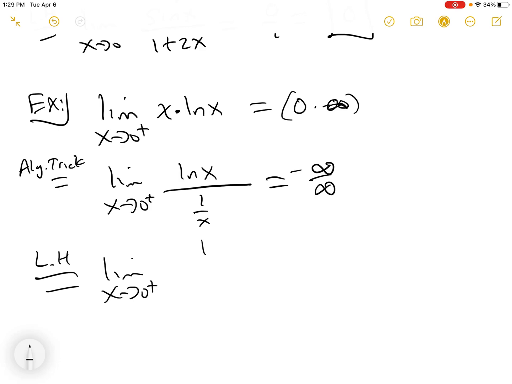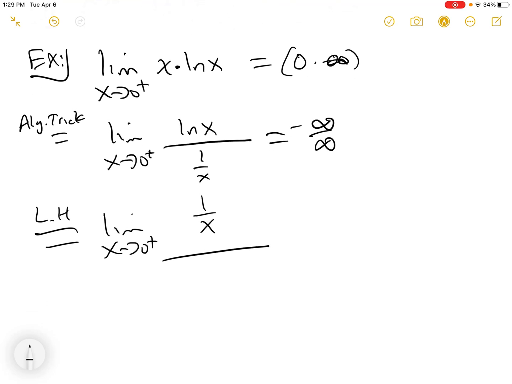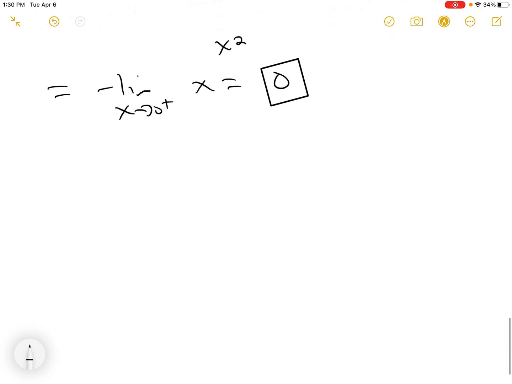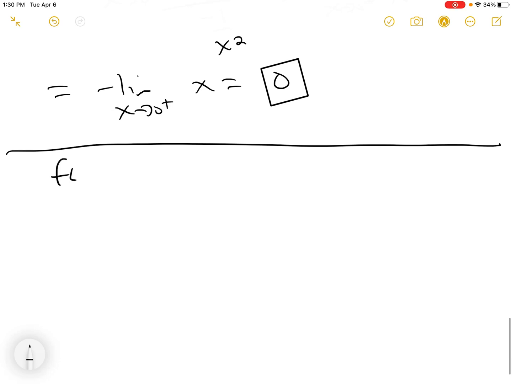The derivative of ln of x is 1 over x. The derivative of 1 over x is minus 1 over x squared. So this becomes minus the limit as x approaches 0 from the right of 1 over x times x squared over 1, which is minus the limit, and that is 0. Okay? So the limit exists.